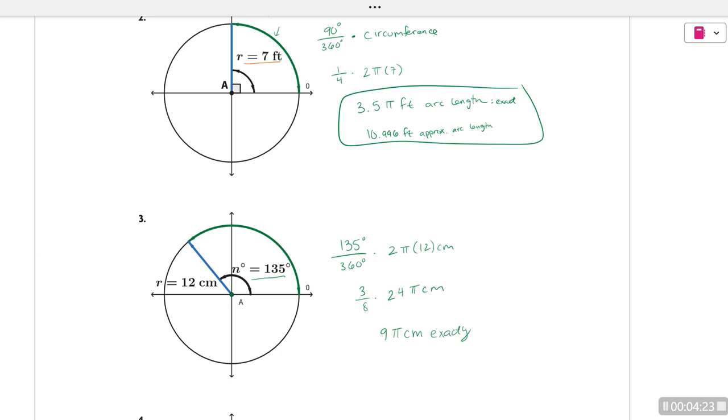Or if we want to do the decimal approximation, we can go ahead and multiply that value by pi, which gives us about 28.27. We did 3 decimal places the last one, so I'll do 3 again. 28.274 centimeters approximately.